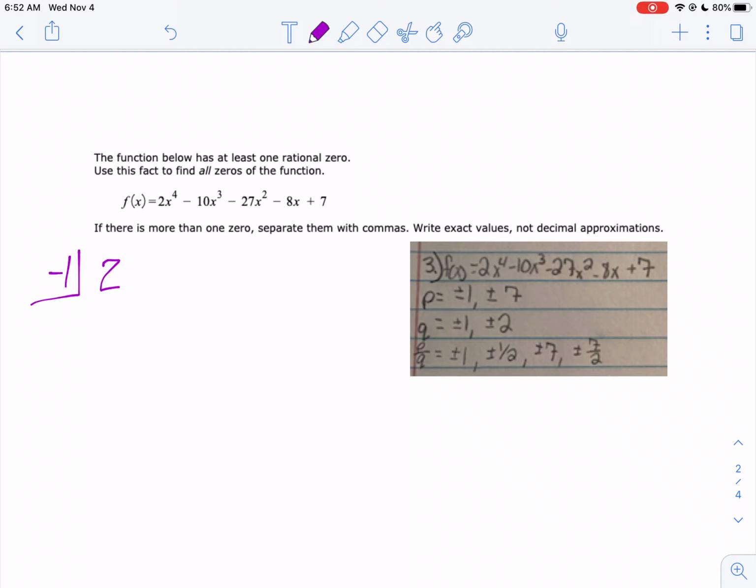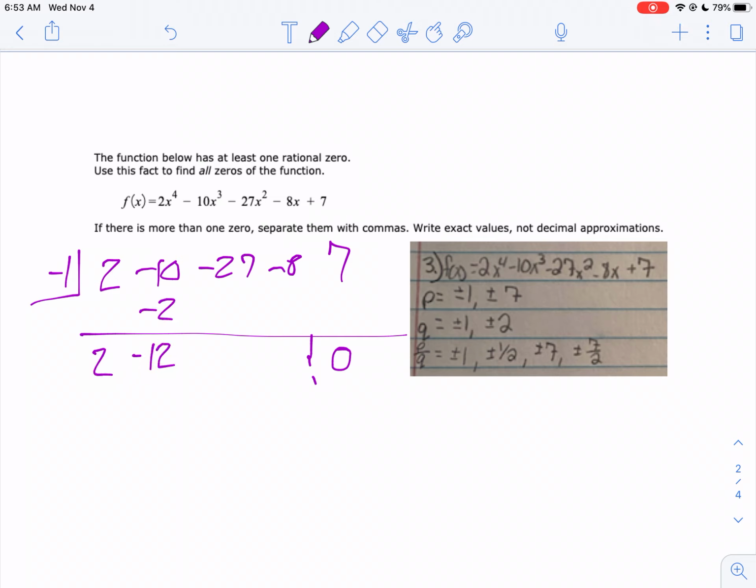I'll have 2x to the fourth, -10x cubed, minus 27x squared, minus 8x plus 7. I know this last one better be 0 if I'm doing it right. 4, 3, 2, 1, 0. So bring down the 2. That gives me -2, gives me -12. +12 gives me -15, gives me +15, which gives me 7, which gives me -7.